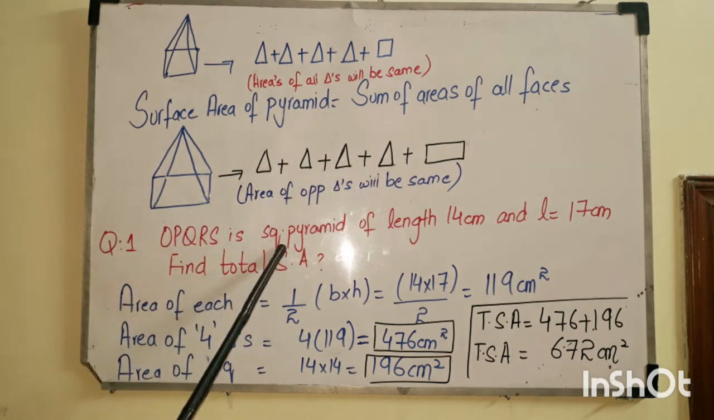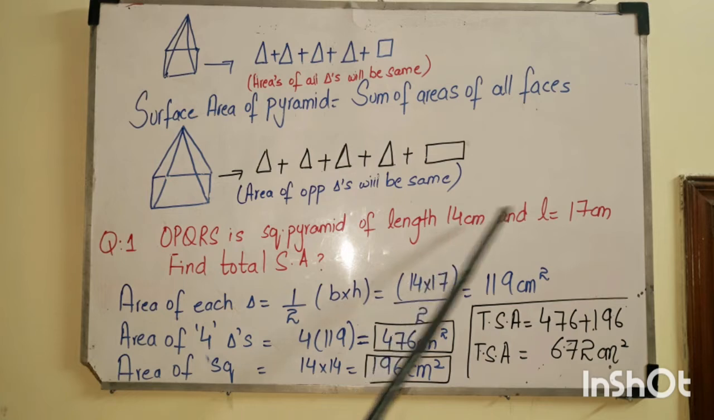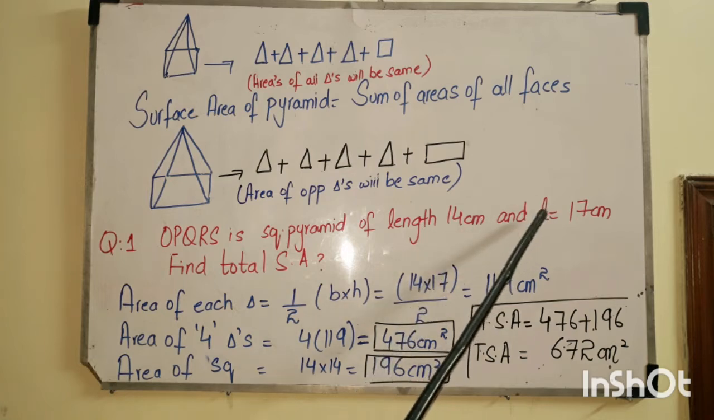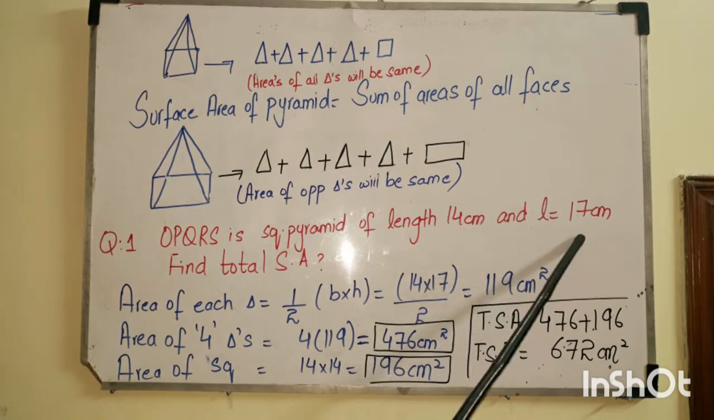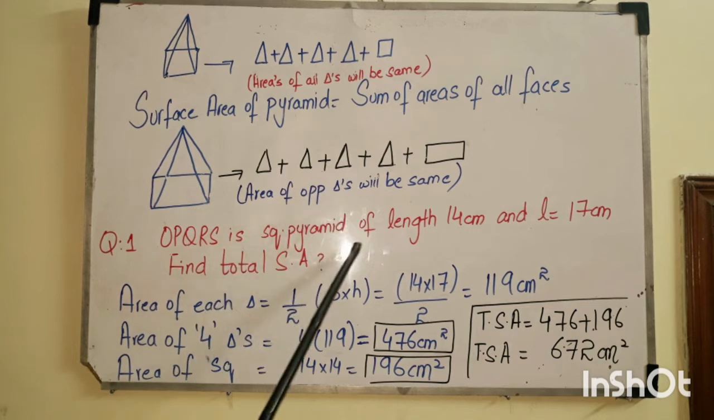OPQRS is a square pyramid of length 14 centimeter, and this L, I have told you earlier, represents the slant height. L is equal to 17 centimeter. Find the total surface area. As it is mentioned in the question that it is a square pyramid, I will calculate the area of each triangle and then multiply it by 4 to get the area of all 4 triangles. Then I will calculate the area of the square.